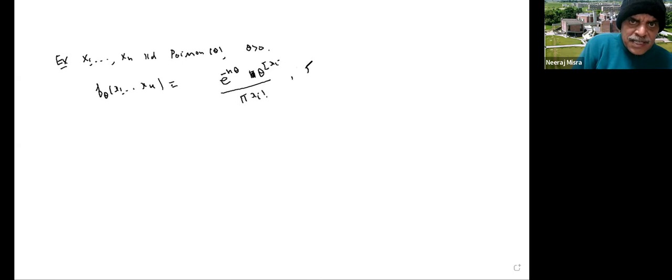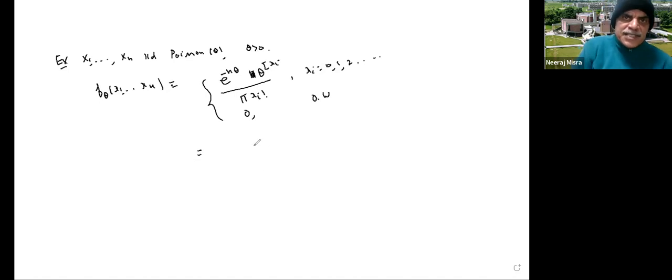So let us look at f theta of x1, x2, ..., xn, which is the joint PDF of X1, X2, ..., Xn, which in this case would be the product of all this, so e to the power minus n theta, and since it is the same theta, theta to the power summation xi, divided by product of factorial xi, if xi is 0, 1, 2, and so on, and this is 0 otherwise. So I try to write this down.